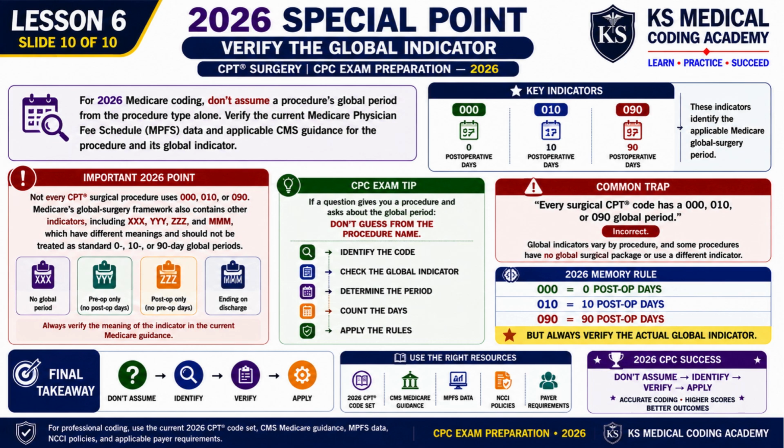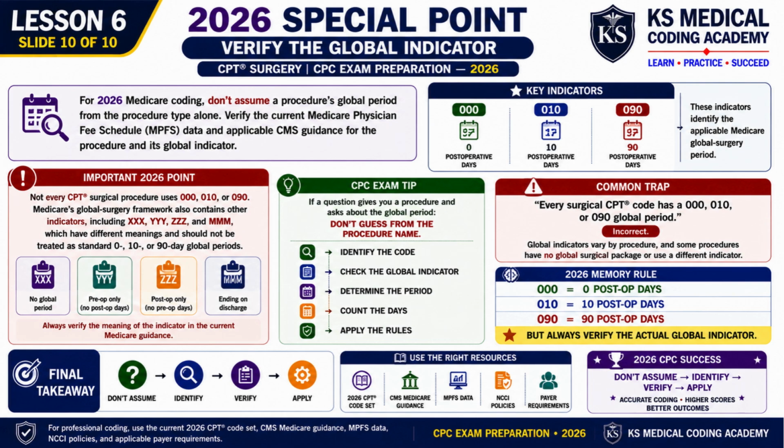Now let's look at an important 2026 special point. When you're solving a global surgery question, don't assume the global period simply from the type of procedure. First, identify the procedure and verify the current Medicare global indicator. The key indicators we've studied are 000, 0 postoperative days. 010, 10 postoperative days. 090, 90 postoperative days. But remember, not every surgical CPT procedure uses 000, 010, or 090. Medicare also has other global indicators, including XXX, YYY, ZZZ, and MMM, and these have different meanings.